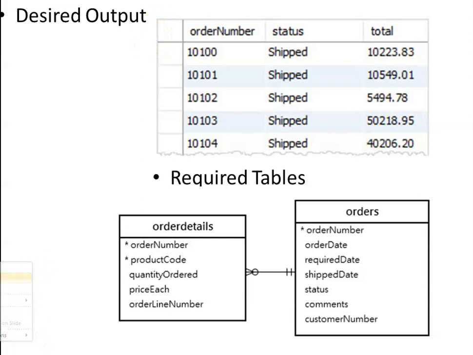So basically I require the order number, the status of the order number, and the total amount that was billed with respect to each order. So each tuple over here displays the status of the order and the total amount with respect to each order. So this is my desired output.